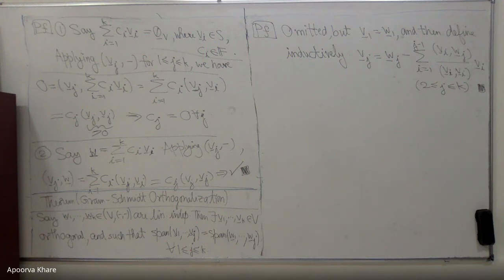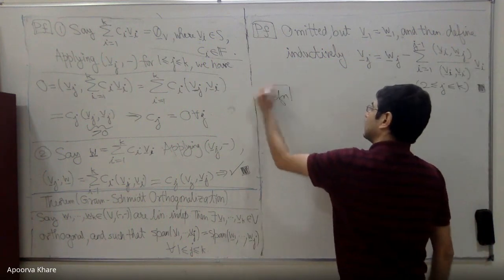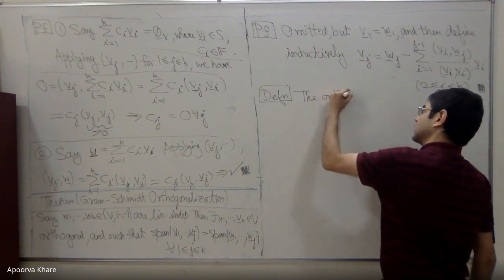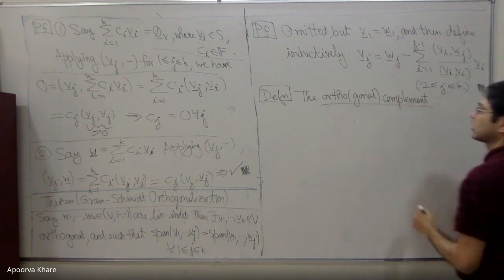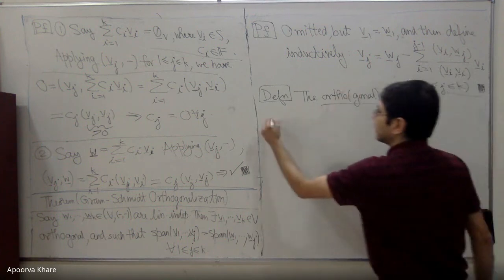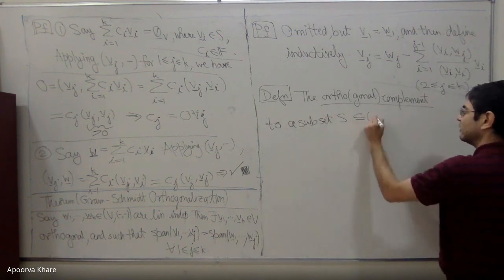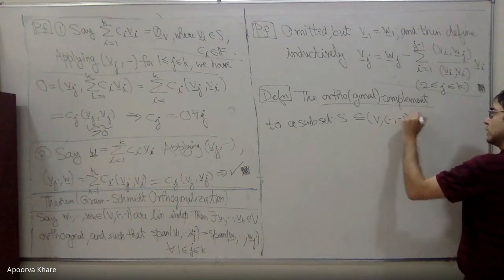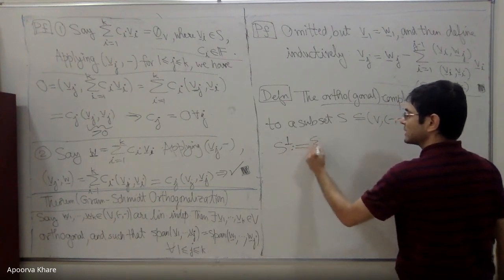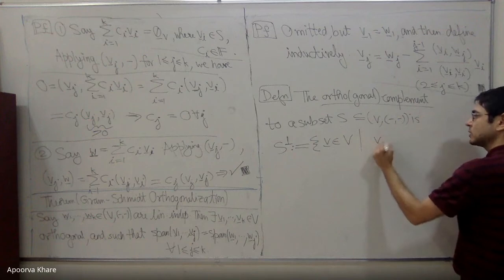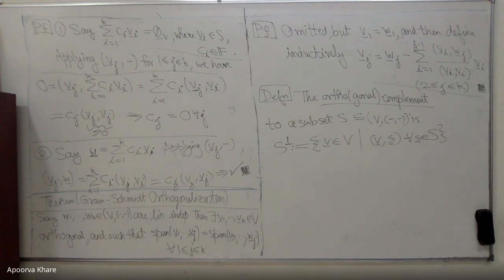Okay, so definition, the orthogonal complement or the ortho-complement to a subset, not just a subspace, but to any subset S contained in V, obviously an inner product space, is denoted by S perp. This is called S perp. The definition is precisely the set of vectors v in V such that v is orthogonal to s for all s in S. Yeah, that's the definition of the orthogonal complement.